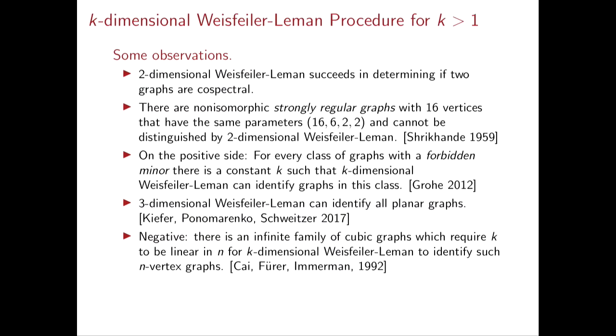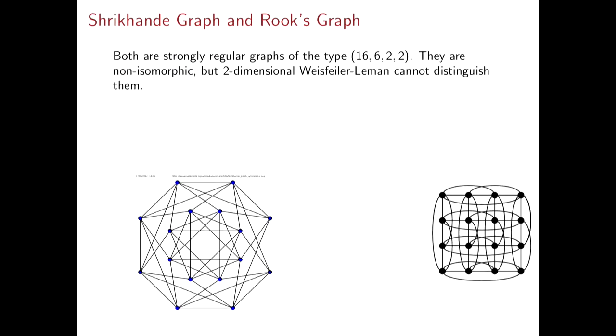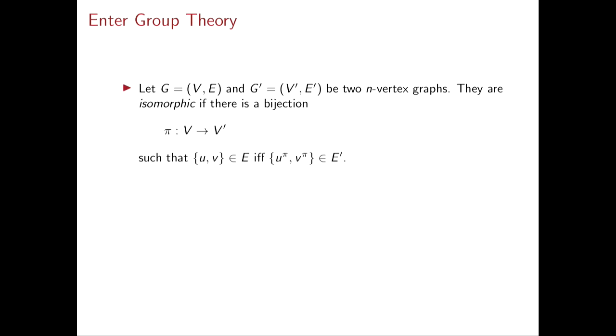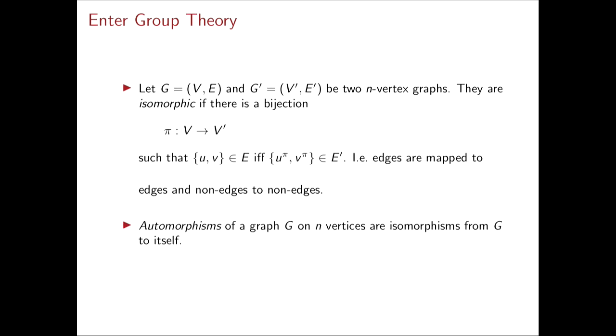Okay, so moving on. Because the Cai, Fürer, Immerman result put paid to Weisfeiler-Lehman alone as a strategy, we need some group theory. And that was discovered long ago, because people were looking for algorithms and they found out that they can use some group theory, which actually comes in naturally, because if you give me 2 n vertex graphs and pi is a bijection from V to V prime, what does it mean? It means UV is an edge if and only if (U pi, V pi) is an edge. U pi means pi applied to U, the image of U under pi. So pi is a bijection from V to V prime. It says that edges go to edges and non-edges to non-edges.